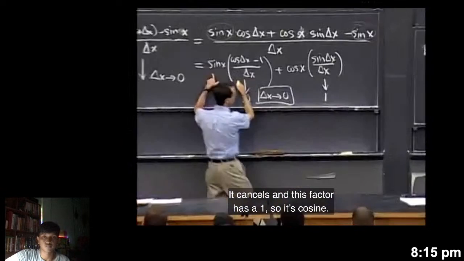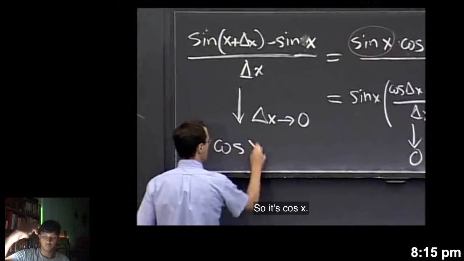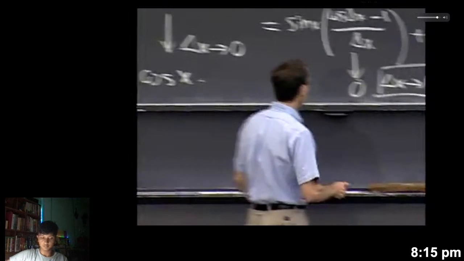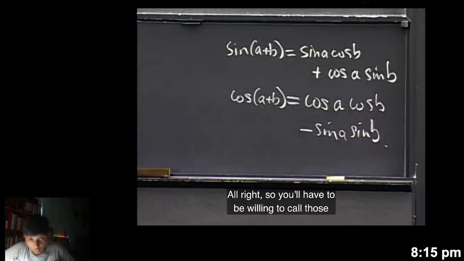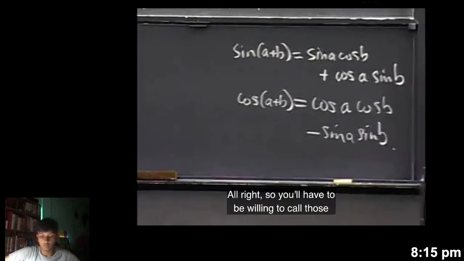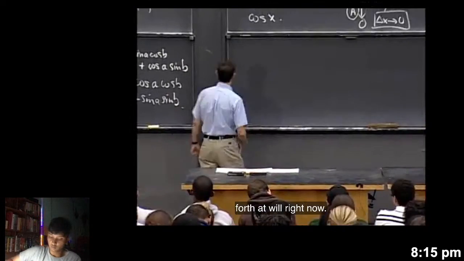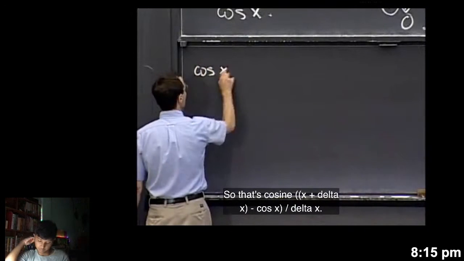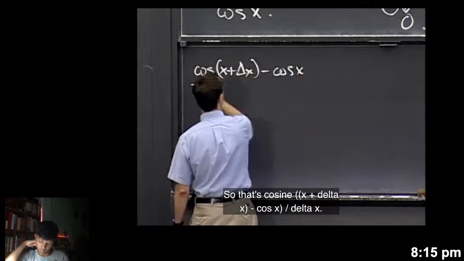So it's cosine x. All right, so our conclusion of 1, sine b. So you'll have to be willing to call those forth at will right now. So, okay, let's do the cosine now. So that's cosine x plus delta x minus cosine x divided by delta x. Okay, there's the difference quotient for the cosine function.